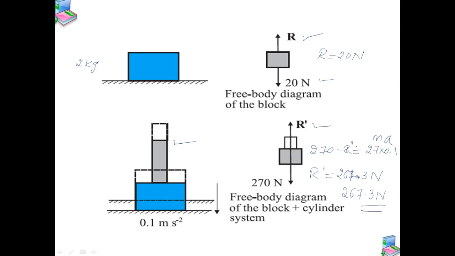So by the third law, the action of the system on the floor is equal to how much? 267.3 Newton. This is also acting vertically downwards, isn't it? Yes.